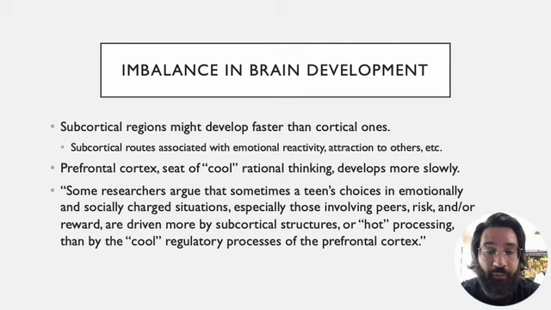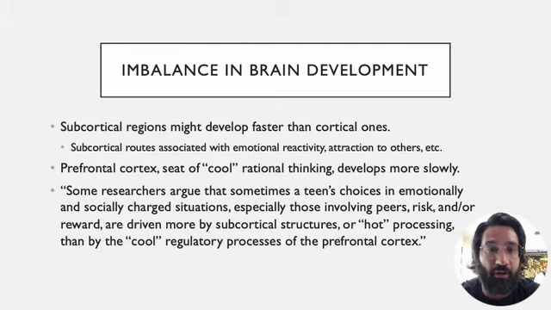situations, so think here like peer situations or peer pressure or dating, things like that. So sometimes a teen's choices in these emotionally or socially charged situations, especially those involving peers, risk, and or reward, are driven more by these subcortical structures, the emotional brain, the limbic system, what we would maybe call hot processing, because it's quick and rapid, more than the cool regulatory processes of the prefrontal cortex.